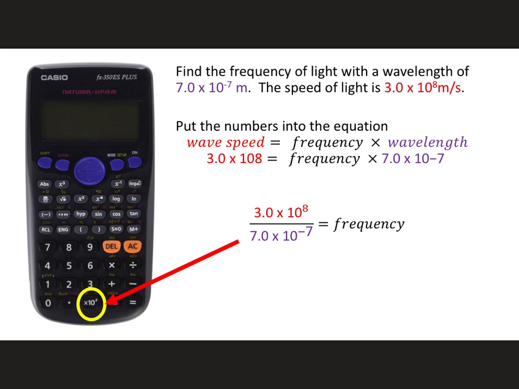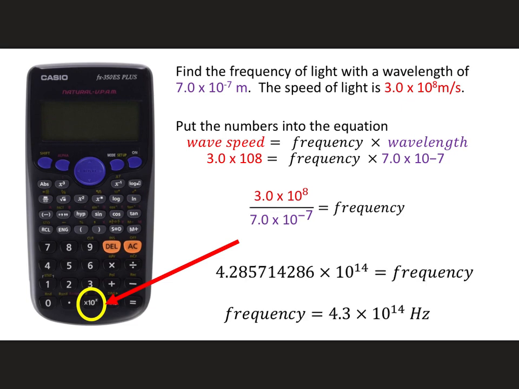I'm then going to put that into my calculator. Now to do that, I'm going to use this function here. So I'm going to write 3.0 times 10, but rather than writing times 10 to the 8, I'm going to put 3.0, then press this button, and then just put an 8 after it. So I type 3, use the times 10 to the power button, then put the 8. I'd then click divide, and then put the 7, use the times 10 button again, and then put the negative 7 there. And that will put that into my calculator for me. We can then put those numbers into the calculator and find our answer.